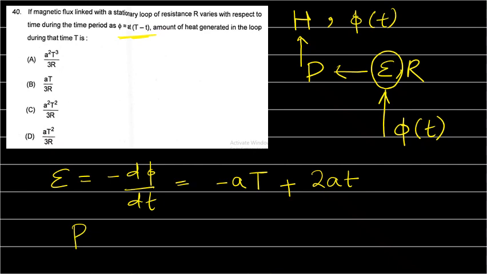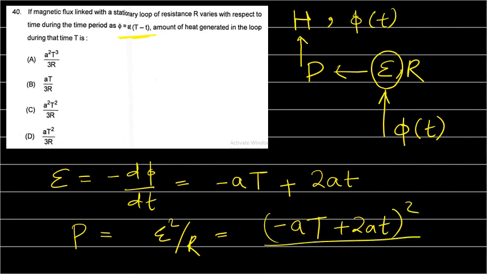So your power is given by E square by R. So it is minus 8t plus 2 8t whole squared divided by R. For heat from power, we need to do the time integration of power. The time is given in the interval 0 to t. So let's calculate this integration.